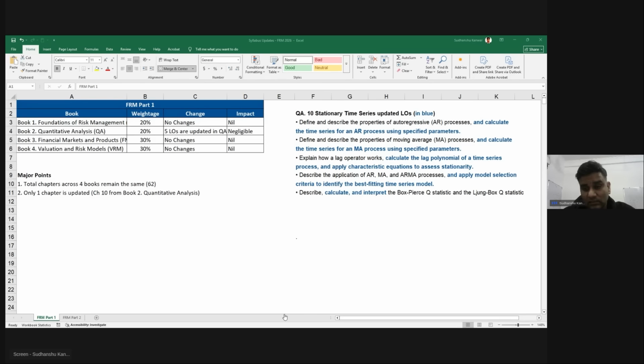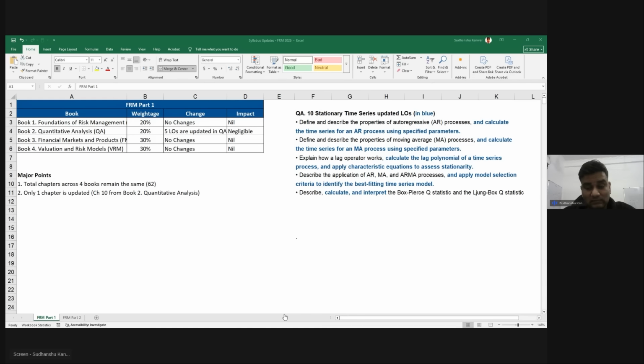The only change here is in Book 2, which is Quantitative Analysis. In Book 2, only one chapter has been updated, that is Stationary Time Series, chapter number 10. Five learning objectives in that chapter have been updated, but even these are not conceptually new. They've simply become more explicit. They have become more calculation heavy and more application focused.